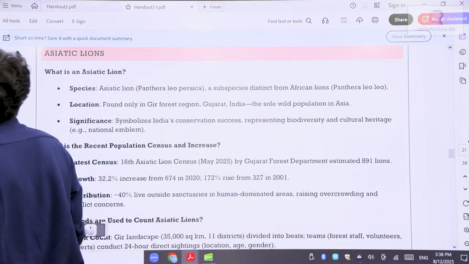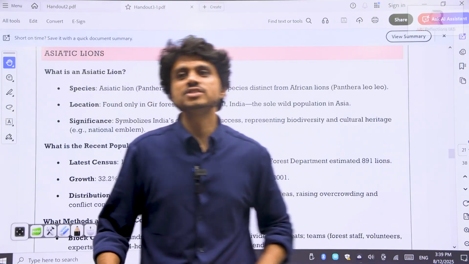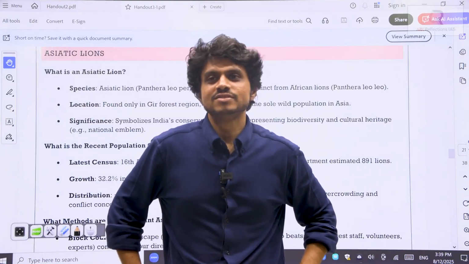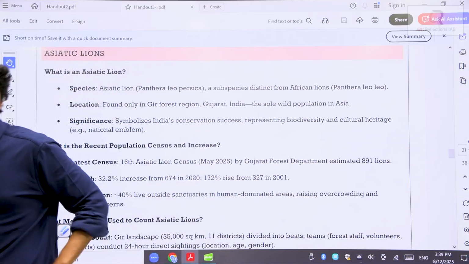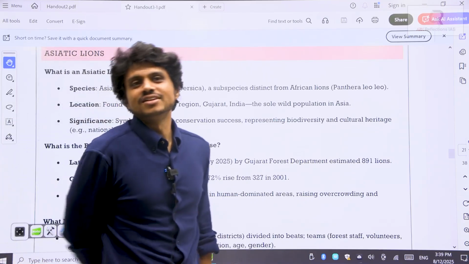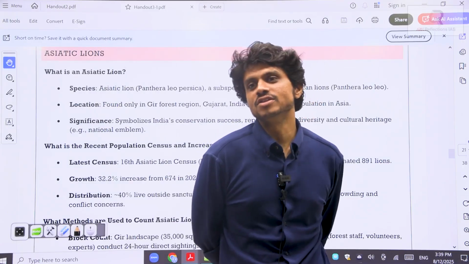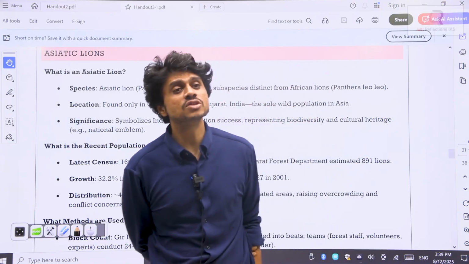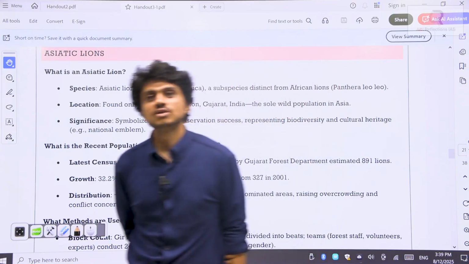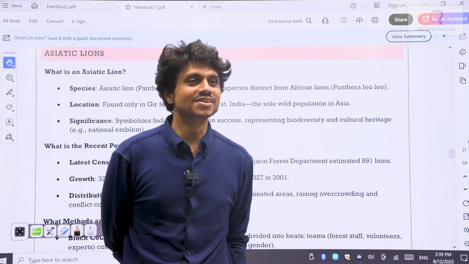See, Asiatic lions. Fatafat, we have discussed Asiatic lions. Where do we find the Asiatic lions? Faster. India. Do we find Asiatic lions only in India? Is the statement correct? We have done this topic already. Okay, we find Asiatic lions only in India. Girnar.